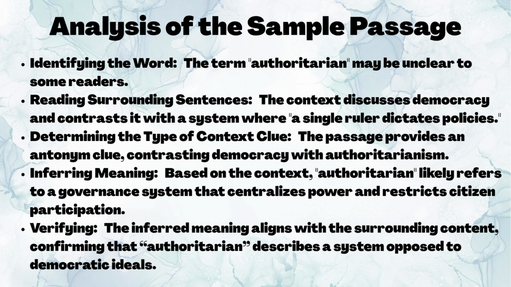Analysis of the sample passage. Identifying the word: the term authoritarian may be unclear to some readers. Reading surrounding sentences: the context discusses democracy and contrasts it with a system where a single ruler dictates policies. Determining the type of context clue: the passage provides an antonym clue, contrasting democracy with authoritarianism. Inferring meaning: based on the context, authoritarian likely refers to a governance system that centralizes power and restricts citizen participation. Verifying: the inferred meaning aligns with the surrounding content, confirming that authoritarian describes a system opposed to democratic ideals.